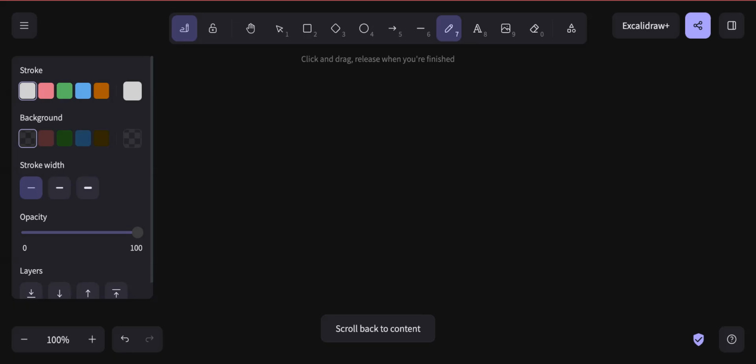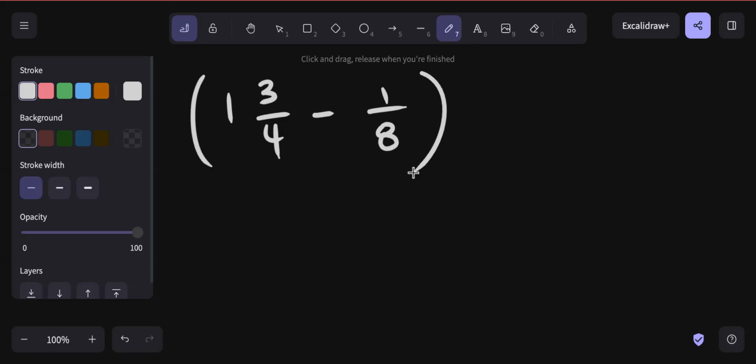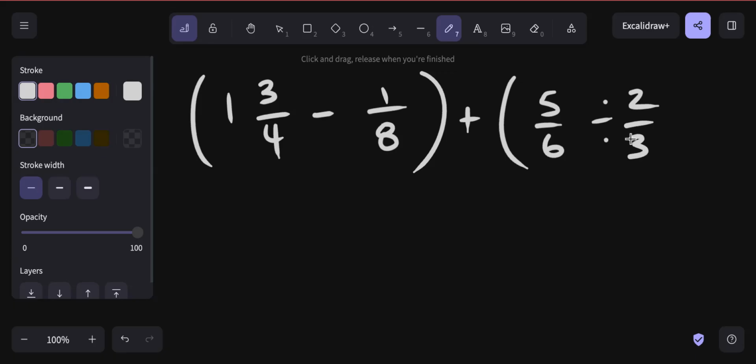Yeah. All right, so this one, I kind of like this one. This one is 1 3/4 minus 1 over 8 plus 5/6 divided by 2 over 3. Now, how many marks is this question? It's a 3-mark question. So it's a real quick one too. Now, we can't add anything. We need to know what's in the bracket, so we need to evaluate both brackets. So let's get that done.